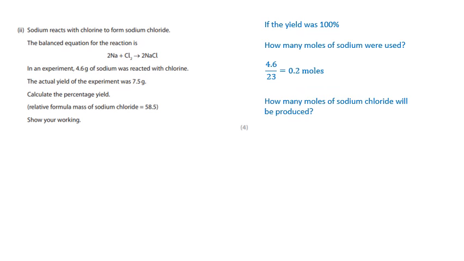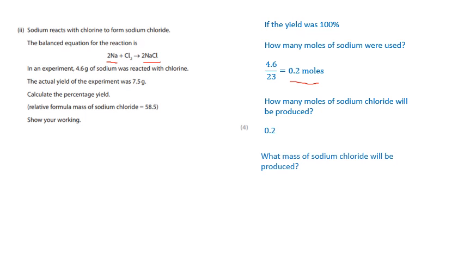How many moles of sodium chloride will be produced? Well, looking at the equation, we'll see that 2Na gives 2NaCl, so there's a 1-to-1 ratio, isn't there? Like a 2-to-2 ratio, which is the same. So if we use 0.2 moles of sodium, we are going to get 0.2 moles of sodium chloride.